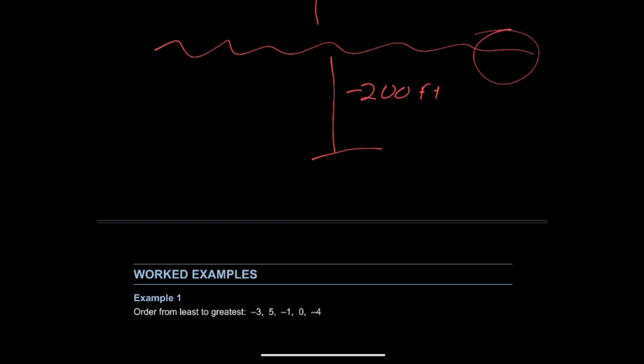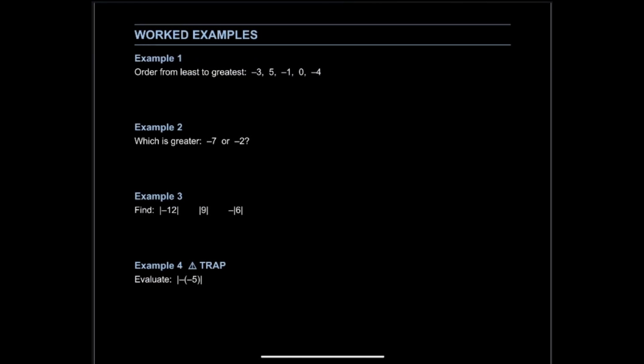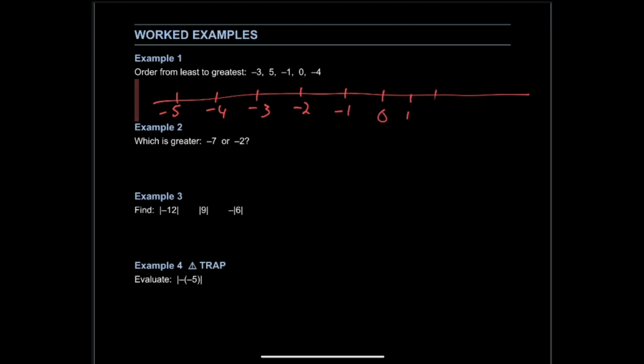Okay, let's move on. Let's work through this first problem. First, let's draw a number line. Let's start with -5, -4, -3, -2, -1, 0, 1, 2, 3, 4, and 5.